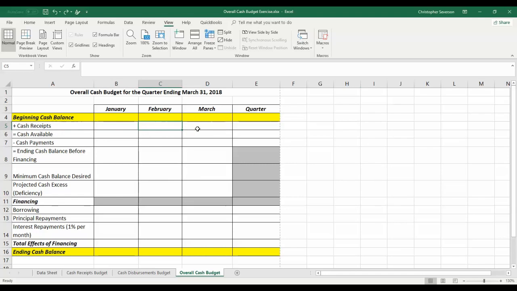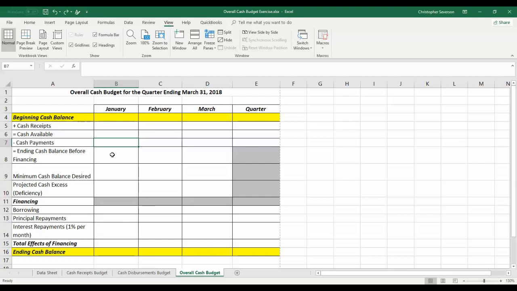It's just the totals. Now, the sum of the beginning cash balance and the cash receipts is going to give us the cash available. From that, we'll subtract out our cash payments or cash disbursements, and that tells us the ending cash balance at that point in time. If we didn't have any of this minimum balance issue to worry about, then we'd be done.